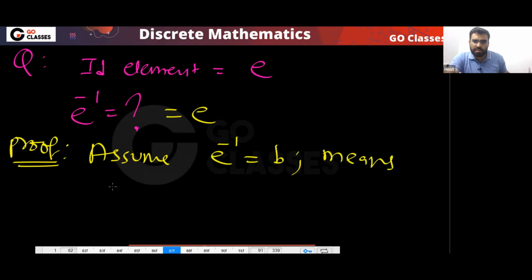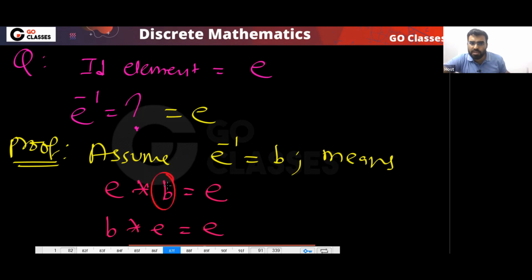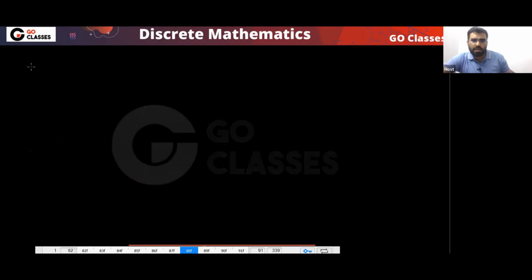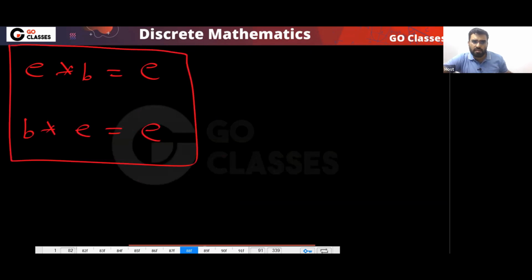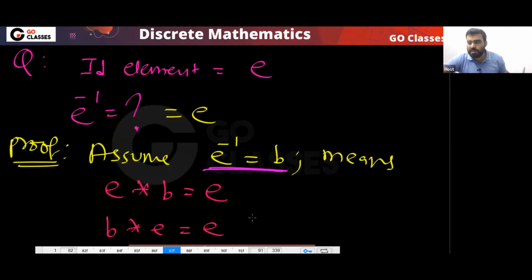Assume E inverse is B. It means E star B is equal to E, correct? Yes or no? And B star E is equal to E. Now tell me, by the definition of identity, what should happen to B? Remember, E star B should be equal to E, and B star E should be equal to E. This is by the definition that E inverse is B. You are assuming that E inverse is B, so it automatically means this.